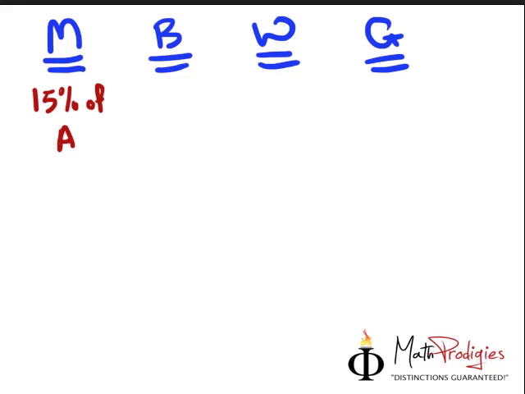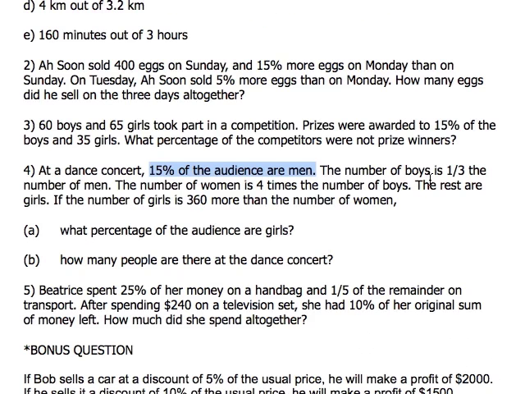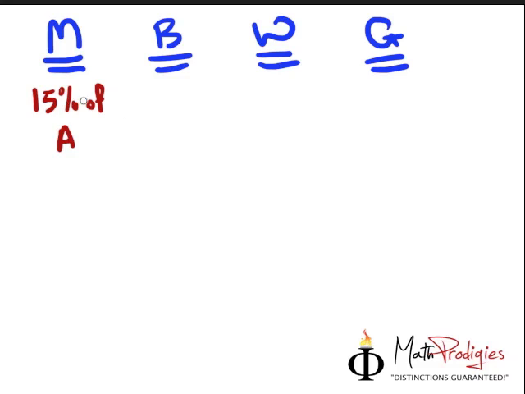Next part, it says the number of boys is 1/3 the number of men. Now here's something pretty cool. 1/3 times 15% of the audience is going to give you how much? 5%. Divide by 3 basically. 5% of what? Of the audience. So we already have 20% covered.